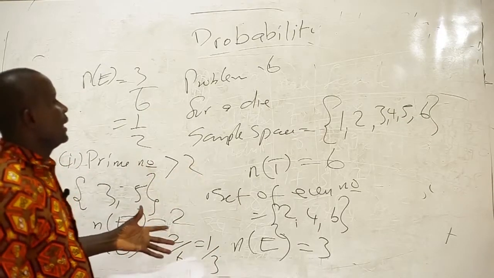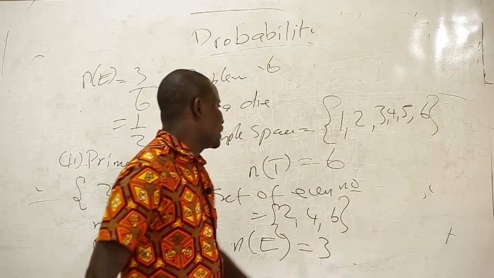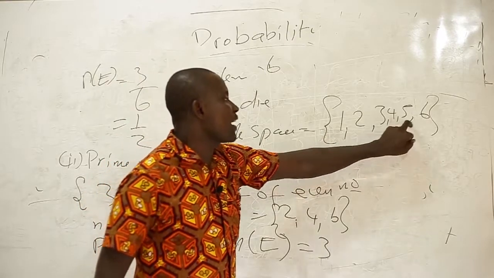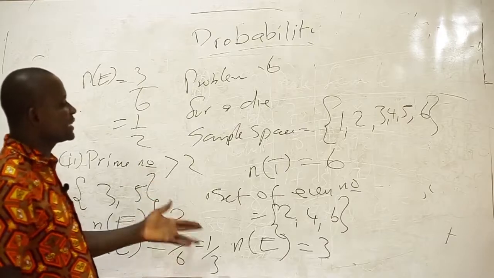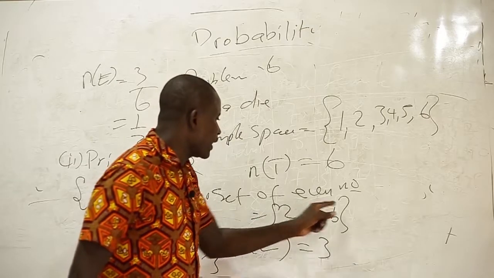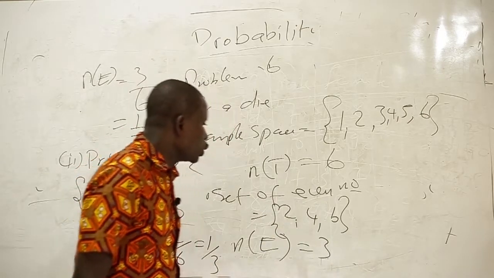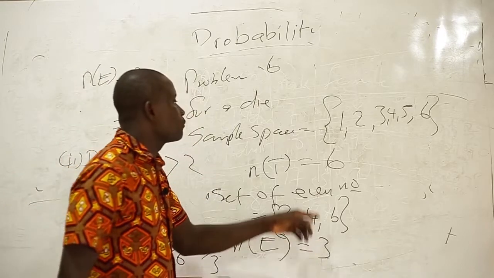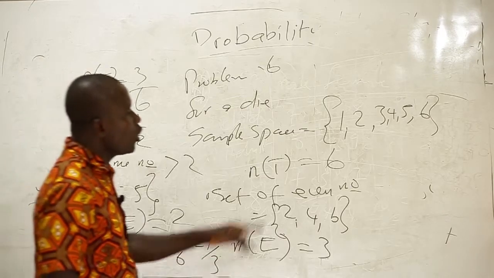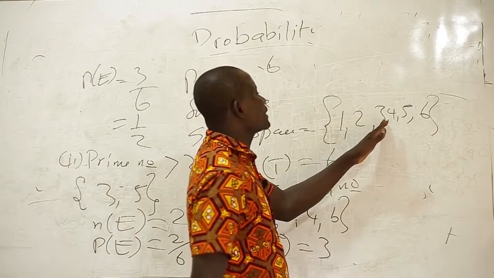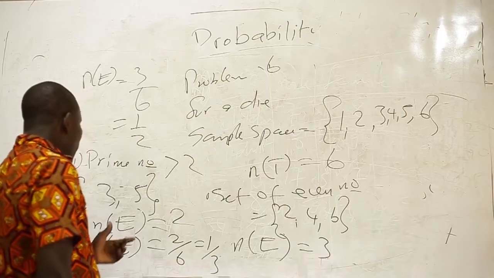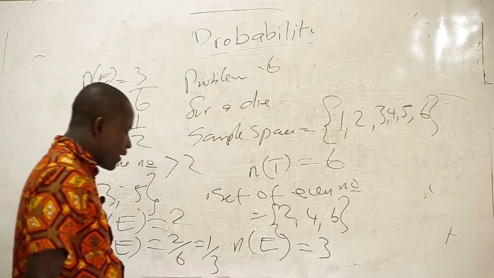We are having a die, and a die has a sample space of 1, 2, 3 up to 6. So the number of items within the set is 6. That is 1, 2, 3, 4, 5, 6. Then he asked us the probability of getting an even number. Then we wrote the selected even numbers here: 2, 4, and 6. So how many are they? They are 3. So the probability of getting an even number is 3 over 6, and that is equal to half. Then he says a prime number greater than 2. Though 2 is a prime number, he said greater than 2. So we have 3 and 5. How many are they? They are 2. So I wrote my 2 here. The probability of getting a prime number greater than 2 is 1 over 3.